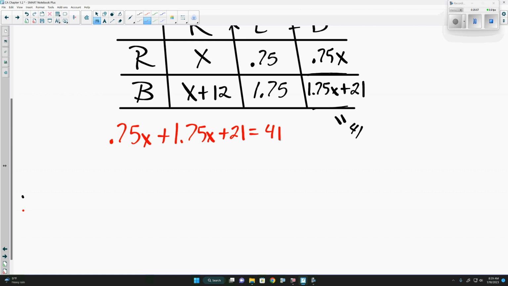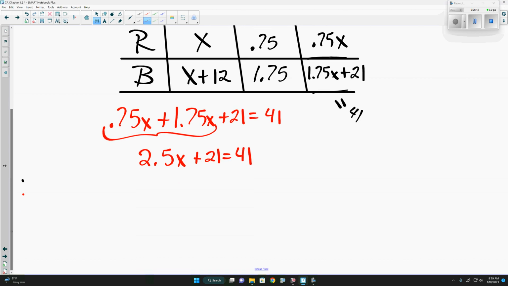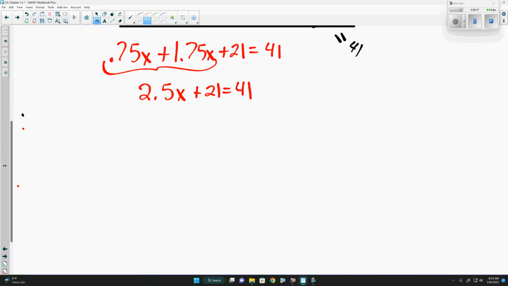Now at this point, we can combine like terms. 1.75 and 0.75 is going to be 2.5x. Any questions on this so far?